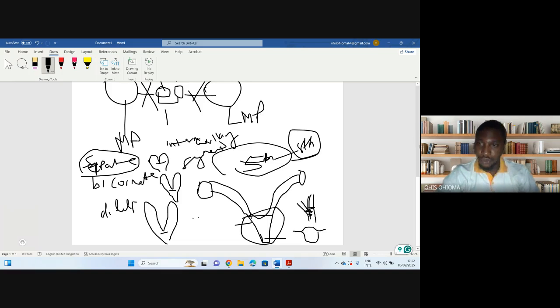And then another thing that can happen basically is the Mullerian agenesis. The Mullerian agenesis is where the paramesonephric duct does not even develop.